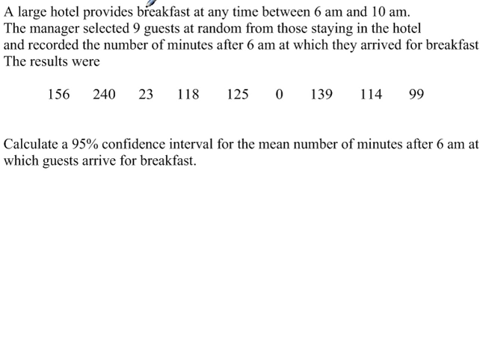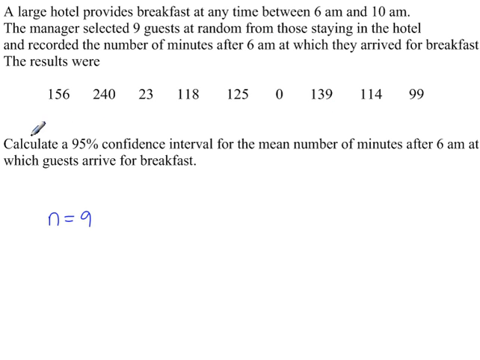A large hotel provides breakfast at any time between 6 a.m. and 10 a.m. The manager selected 9 guests, n equals 9, randomly, who were staying in the hotel, and recorded the number of minutes after 6 a.m. at which they arrived for breakfast. So for example, this guest here arrived 139 minutes after 6 a.m.